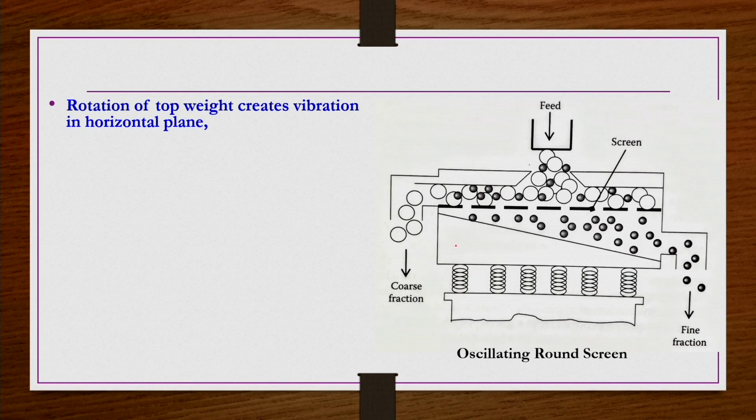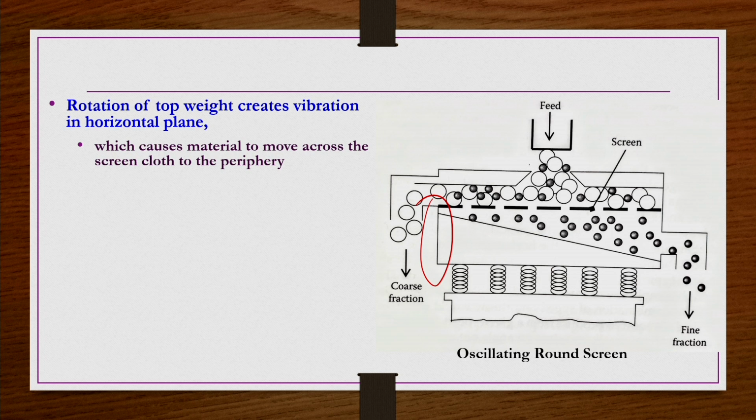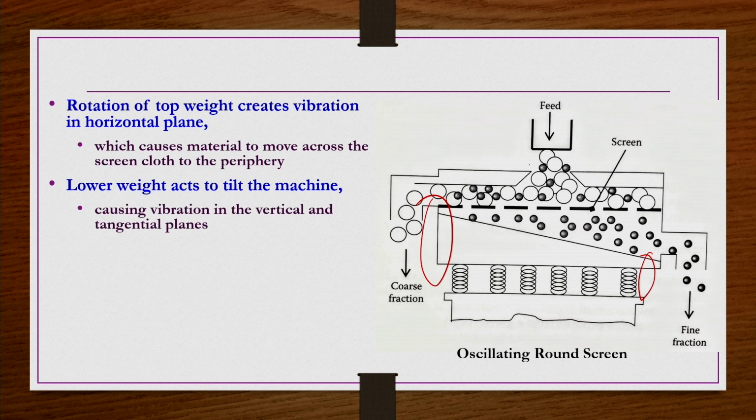Rotation of the top weight creates vibrations in a horizontal plane, which causes the material to move across the screen cloth to the periphery, because the vibrations are in a horizontal direction. Then the lower weight acts to tilt the machine, causing vibration in vertical and tangential planes. So, because of the different weights at the two ends of the motion generating shaft, we have vibration in the horizontal direction as well as in the vertical and inclined tangential directions.